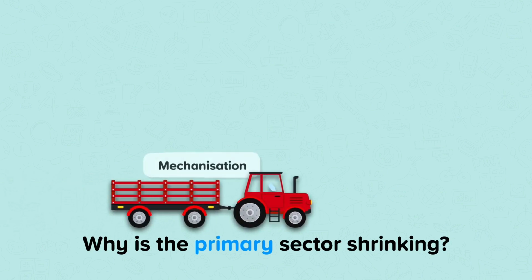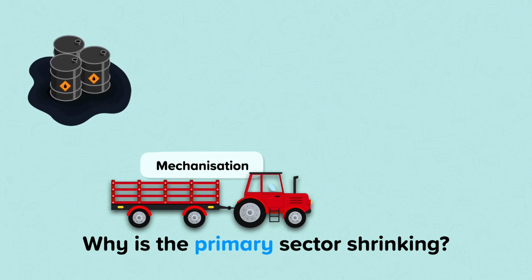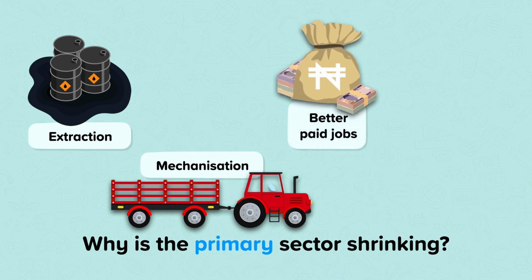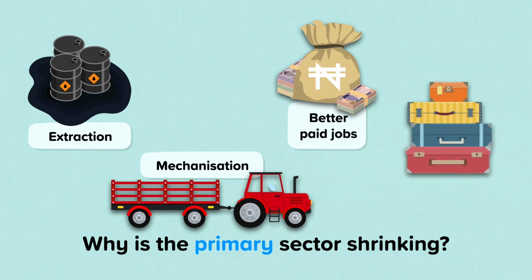So why is the primary sector shrinking? Firstly, farms are becoming more mechanised, meaning there are more tractors and other machinery. Therefore, fewer people are needed to work the land. The discovery of oil initially led to a significant increase in those working in extraction. However, workers are often now sourced from abroad. Nigeria's workforce are attracted to better paid jobs in the manufacturing and services sector. This has led to an increase in rural to urban migration and is resulting in fewer people living in rural areas.